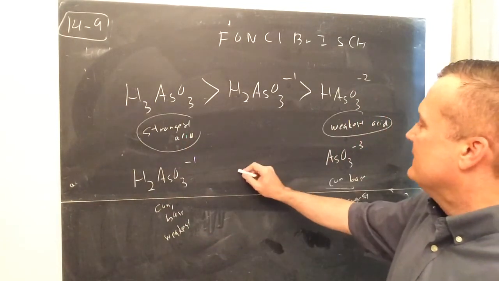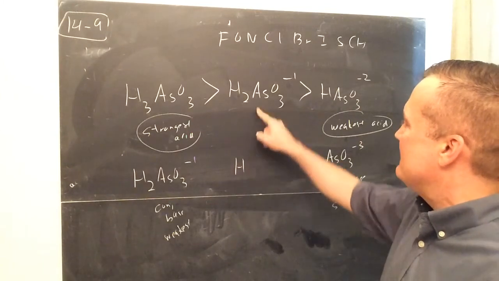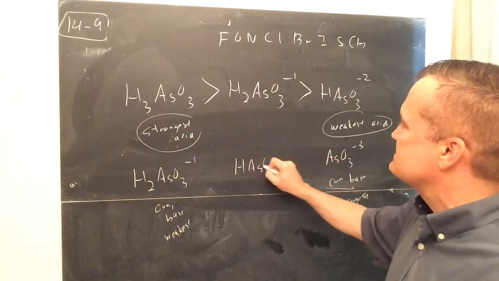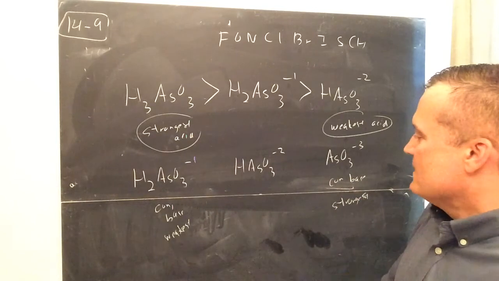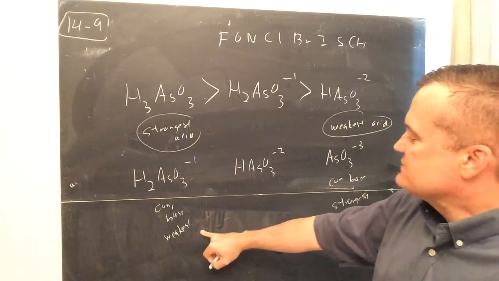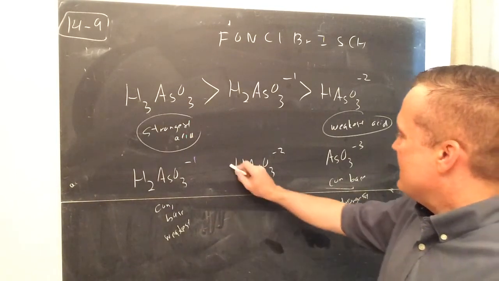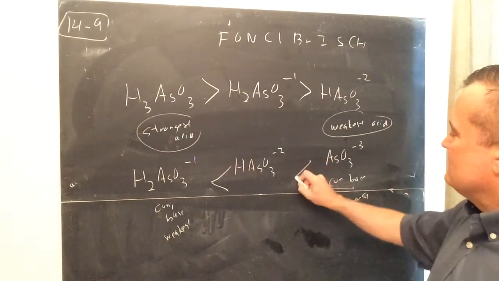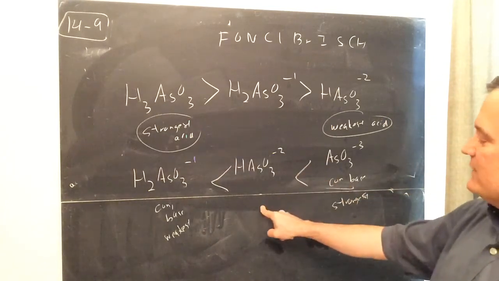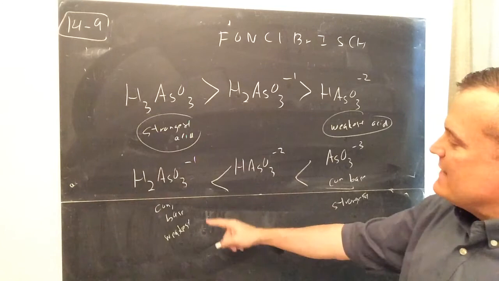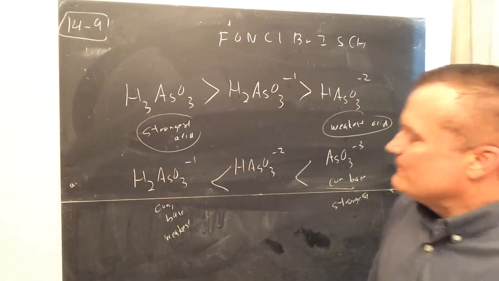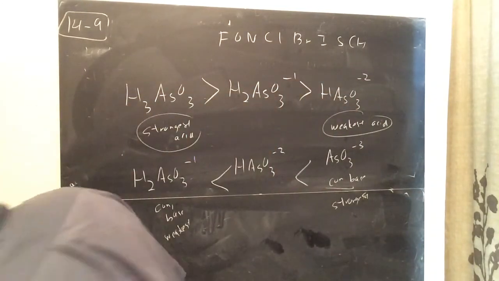And of course, that will be in the middle. So what will that be? Take off one H, HAsO3 -2. So for conjugate bases, this will be the weakest. That will be stronger. That will be the strongest. That will be the middle one right there. Conjugate base means it wants to gain another H. All right, well, that's all of it.